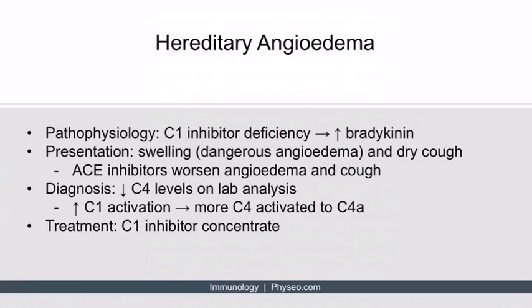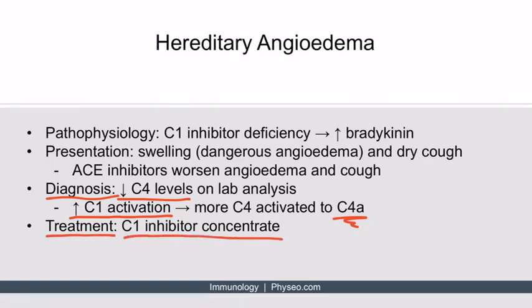Now, when it comes to diagnosis, you will look for lower C4 levels. C4 is another complement protein that you will see again in the next section on the complement system. For now, just know that without adequate C1 inhibition, there will be more activation of C1. Downstream, this leads to more C4 protein getting activated to C4a. So there will be higher C4a, but lower C4. And the treatment is logical and aimed at the underlying issue. They don't have a C1 inhibitor, so give them C1 inhibitor concentrate.